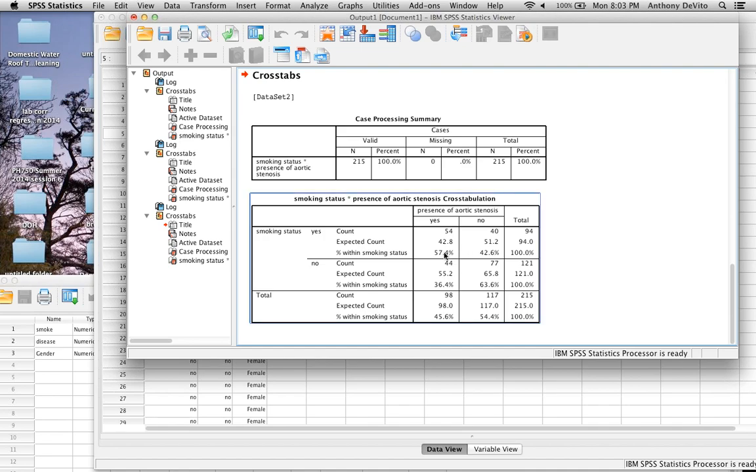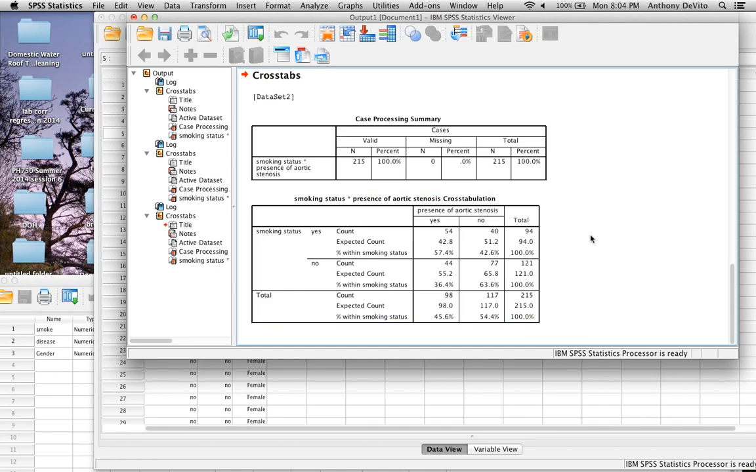Well, now not only do I have my percentages, but it also calculates, if there's no difference between being exposed to smoke, being a smoker, and being a non-smoker, well, gee, I would have expected in this cell to have 42 people and 51 people, and in these two cells I would have expected 55 and 65. These are my expected values if there were no difference between smokers and non-smokers.